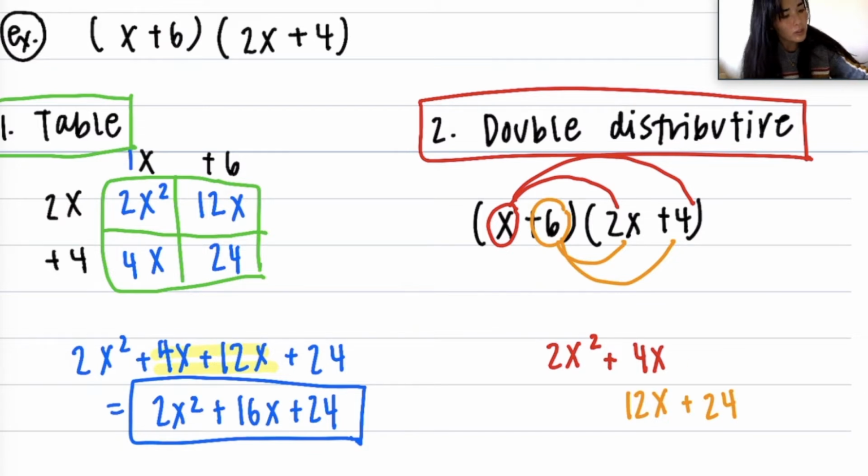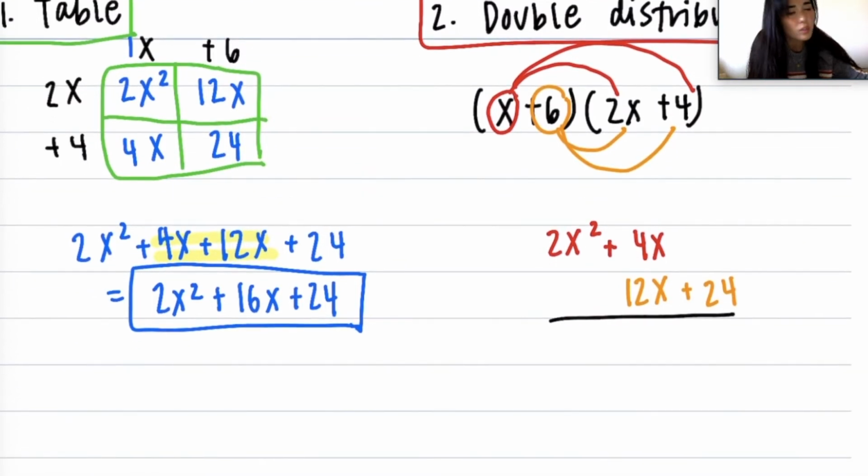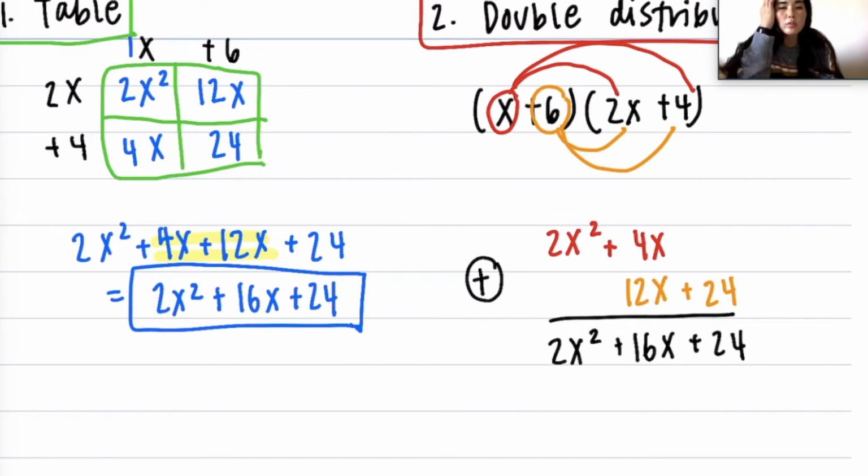All right, final step here then would be to combine all of these. So again, just kind of like we did with our systems, this is just a big adding problem. So I have 2x squared here. If I combine my x's, I'm going to get 16x. And then that last one is going to be plus 24. And so what you'll notice here is that your answers are actually the same.